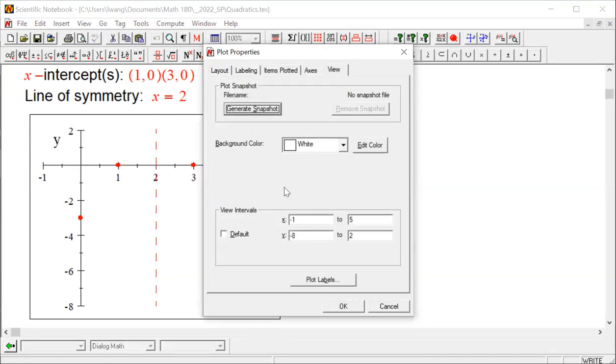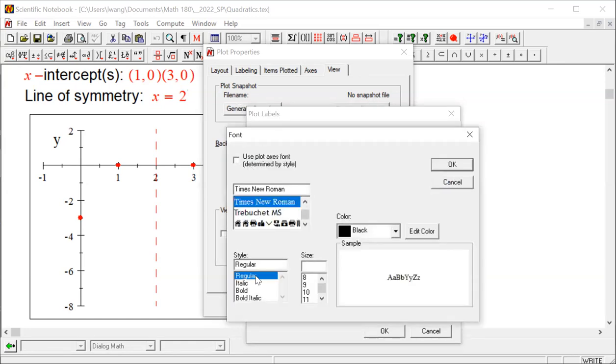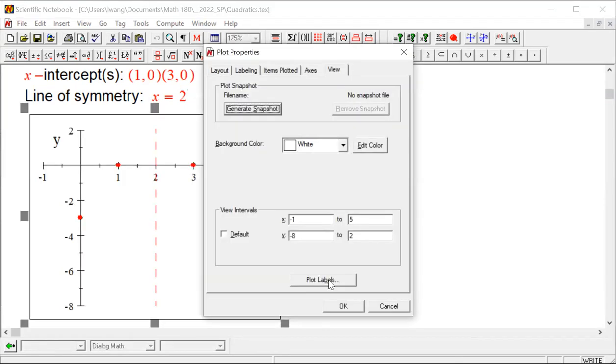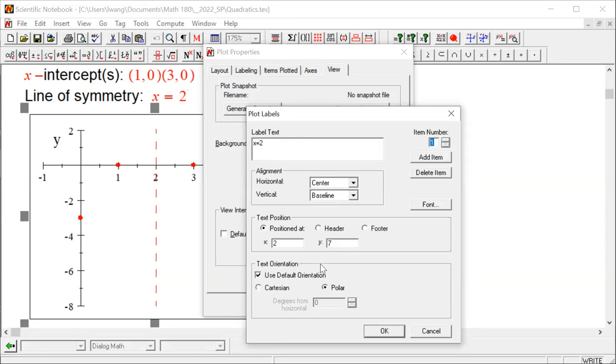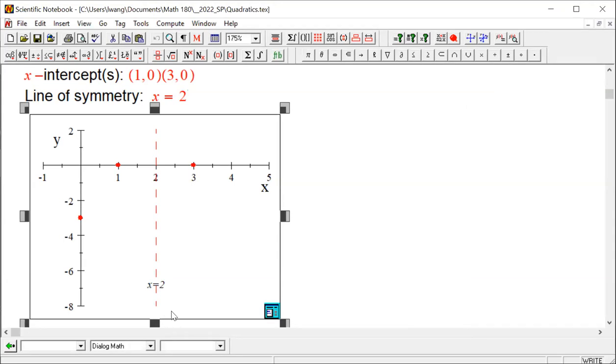Okay, so we're going to mark it. That's x equals 2. I'm going to put it right here. X equals 2. Take your time to put it. Oops, what have I done? Oh, never mind. There we go.